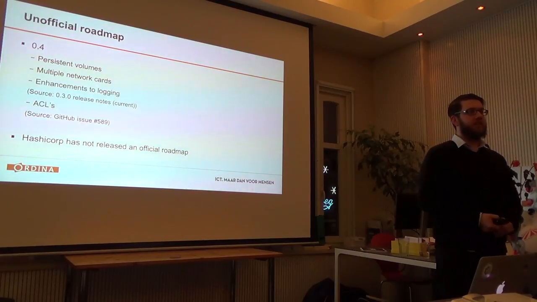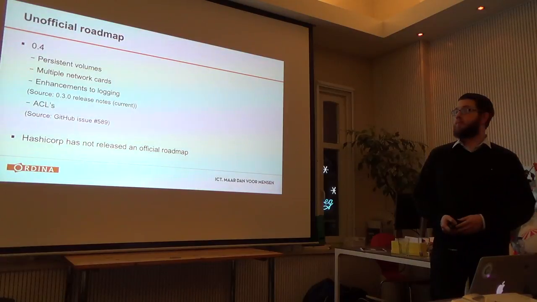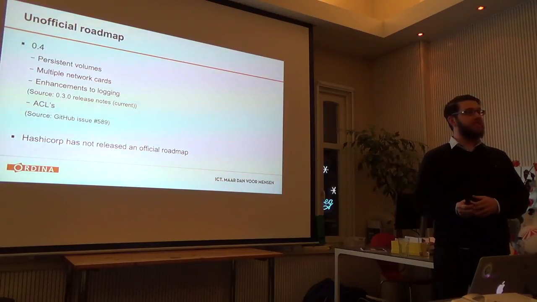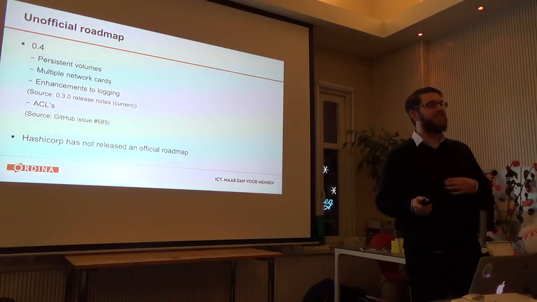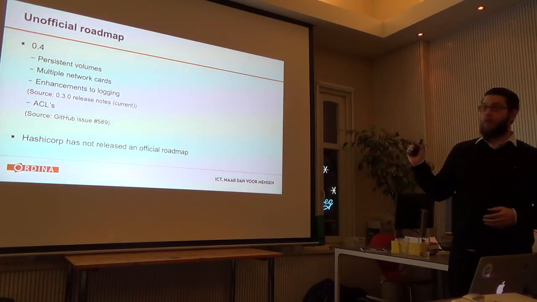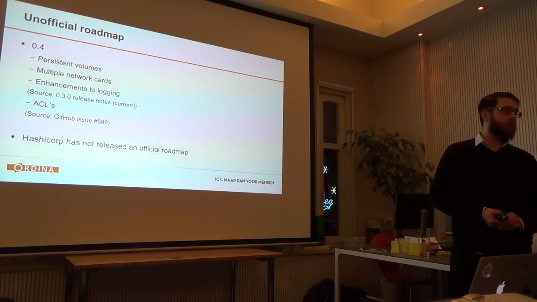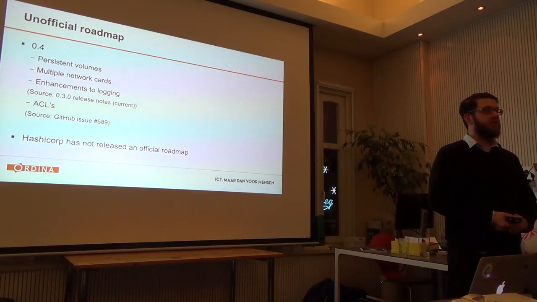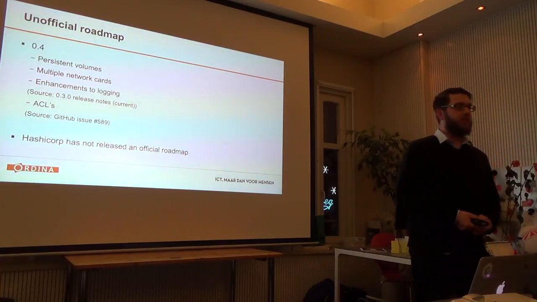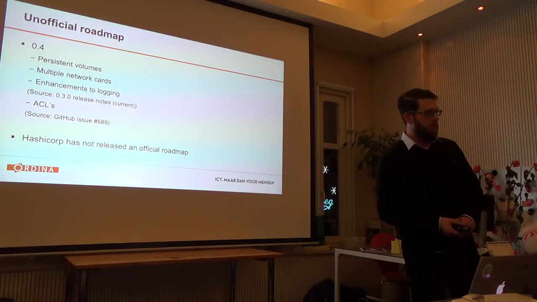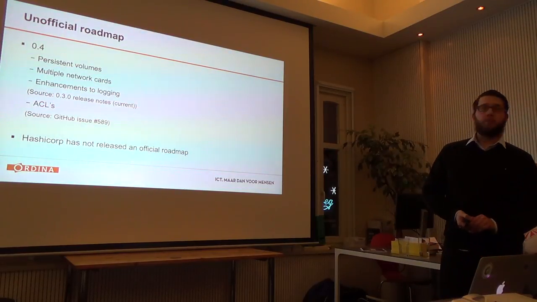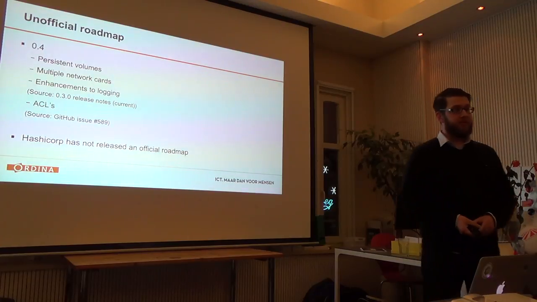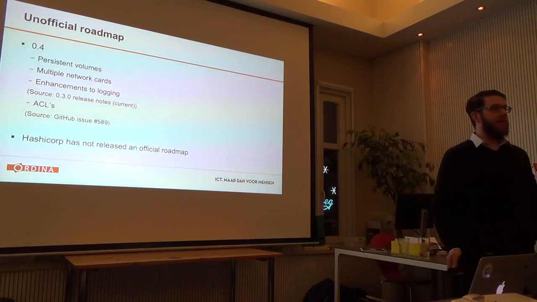HashiCorp doesn't release any official roadmap, so I decided to compile the list. Any questions about this, don't ask them to me, but there are other people who can answer them. They already said that in 0.4, the next version after the current 0.3, they will support persistent volumes, multiple network cards, and enhancements to the logging system. ACLs, which is mentioned in a GitHub issue, should also be in 0.4. They also mentioned that 0.4 will focus on enterprise features, so let's hope it will be ready for big enterprises after this.